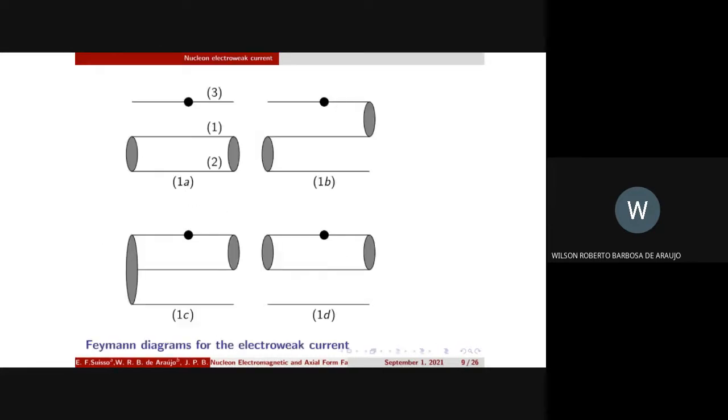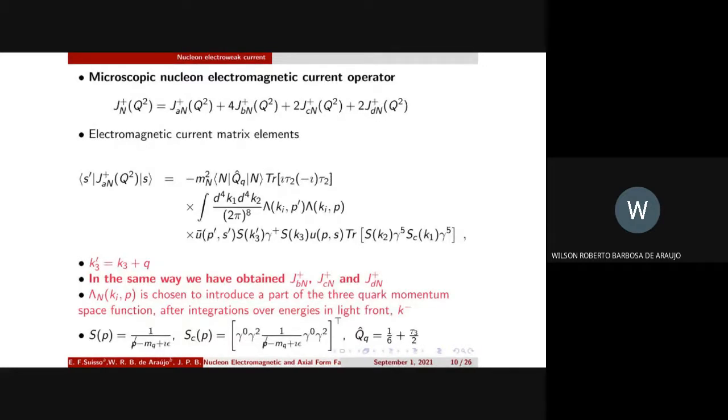Here are the Feynman diagrams obtained from the effective Lagrangian. In all diagrams, we have chosen quark 3 as the quark that absorbs the photon momentum transfer. The quarks 1 and 2 are considered as spectator quarks on mass shell. Here is the plus component of the nucleon electromagnetic current operator, and we show only J_A plus. In the same way, we have obtained J_B plus, J_C plus, and J_D plus.